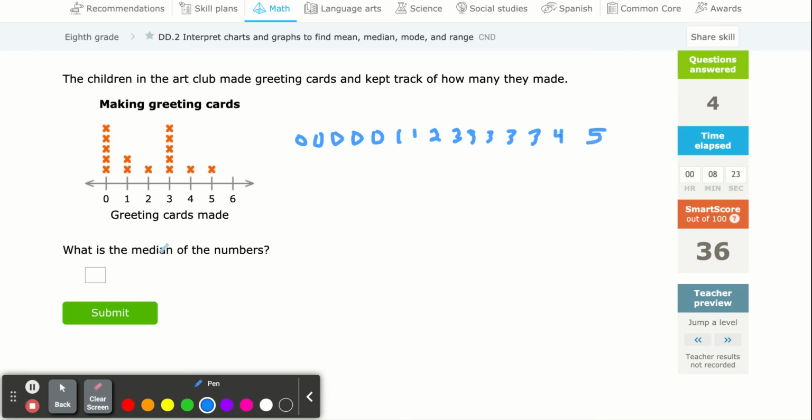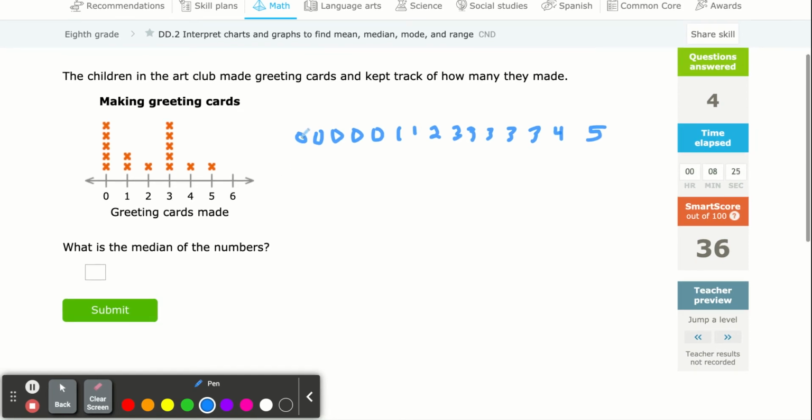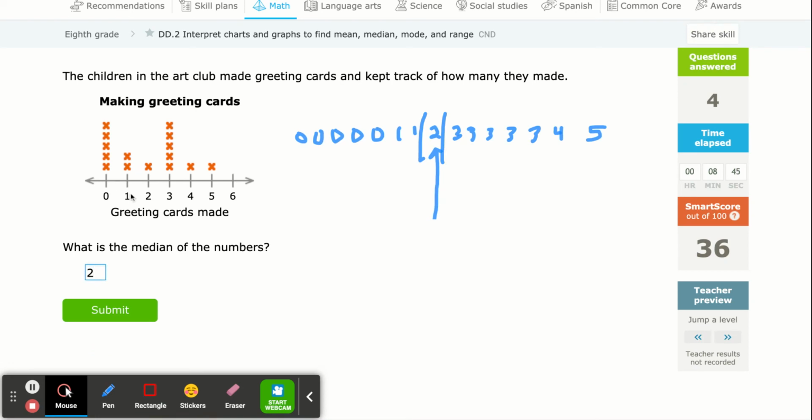The median is the middle number. There was a total of 1, 2, 3, 4, 5, 6, 7, 8, 9, 10, 11, 12, 13, 14, 15 numbers. That means I need 7 below and 7 above. My median, or middle number, is 2. I had to write those out to make sure it made sense to me. These are the numbers, but I had to write out their frequency and then find the middle number.